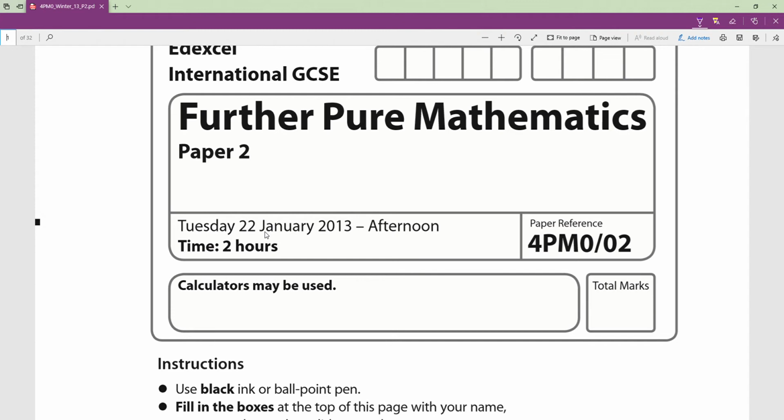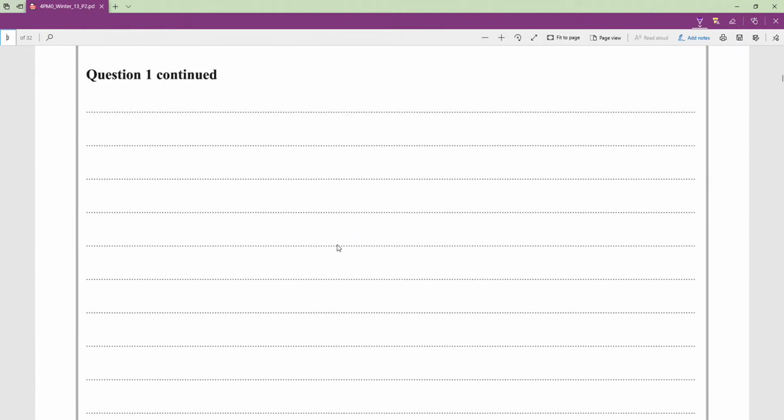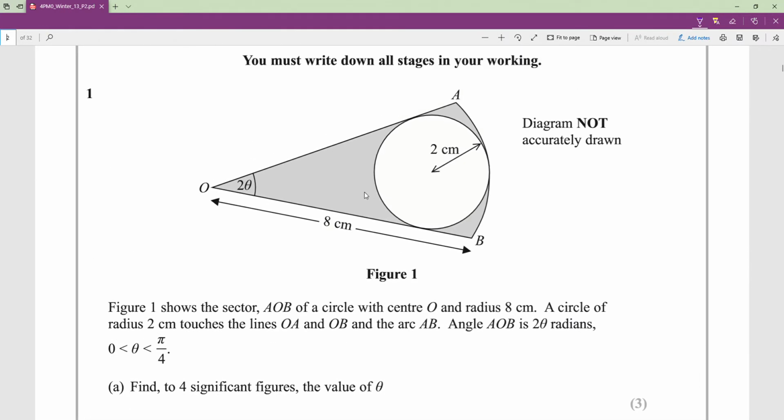Let me paint a picture for you. It's the 22nd of January 2013. You were born in 1997 and you're taking your GCSEs this year. It is a bright and sunny exam room and you are doing these 6 questions. Let's have a scout over them.